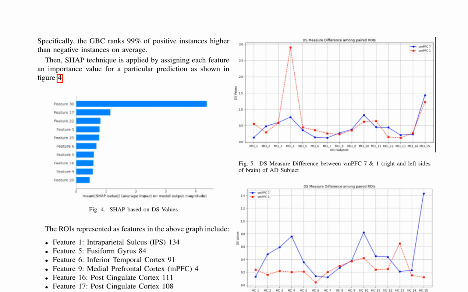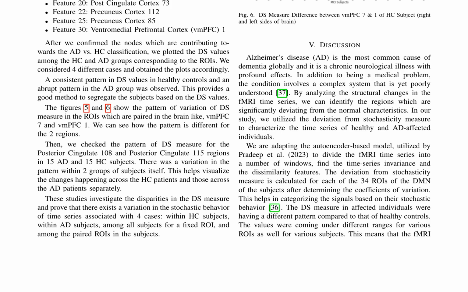The values were given as input to classifiers, with the GBC achieving a high accuracy of 95%. The T-distributed stochastic neighbor embedding, TSNE, technique was applied, mapping high-dimensional data into a lower-dimensional space, and the receiver operating characteristic, ROC, and area under the curve, AUC, were plotted to evaluate the performance of the classification models. The SHAP technique was applied to assign each feature an importance value for a particular prediction, with the ROIs represented as features including interparietal sulcus, fusiform gyrus, and medial prefrontal cortex, among others.